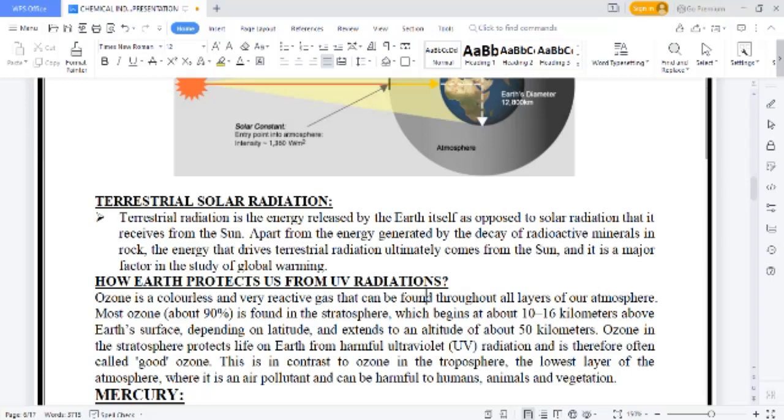This is in contrast to ozone in the troposphere, which is the lowest layer of the atmosphere, where it is an air pollutant and can be harmful to humans, animals, and vegetation. This is all about this part.